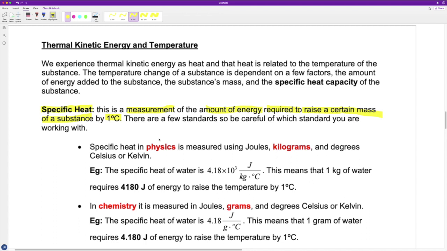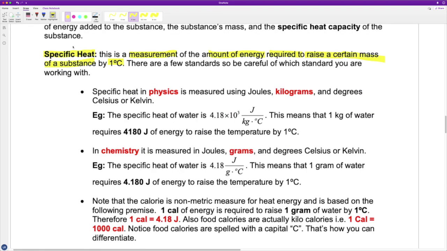It takes very little energy for their temperature to rise, whereas water has a very high specific heat, which means it takes a lot of energy to change its temperature. So we'll get into some examples, but before we do so, let's talk a little bit about what this idea of specific heat is. In physics, it is measured using joules and kilograms, which is different than in chemistry, because in chemistry, we use the gram as the standard unit.